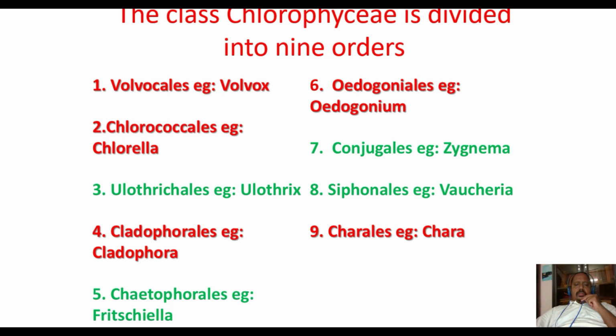Then the Chaetophorales, where Fritschiella is an example. Oedogoniales, where Oedogonium is included. We have to study it in detail. Then the Conjugales, where Zygnema is included. Siphonales, where Vaucheria is included. And the Charales, where Chara is the type. Chara is one of the most developed, well-developed green algae.